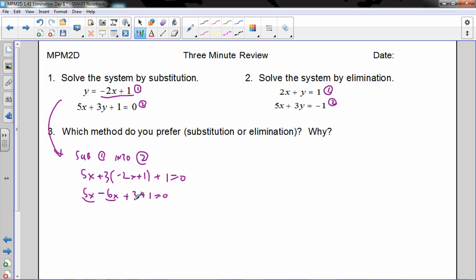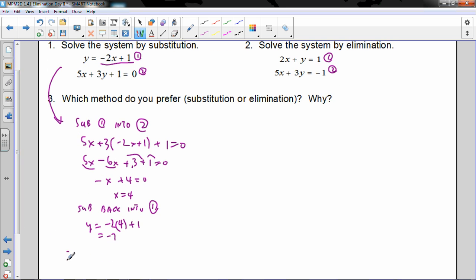Collect like terms. Negative x plus 4 equals 0. X goes to the other side. X equals 4. Sub back into 1, or 2, it doesn't matter. I'm going to use that one. I think that's easier. And that works out to negative 8 plus 1 is negative 7. Dandy. So therefore the solution is 4, negative 7.